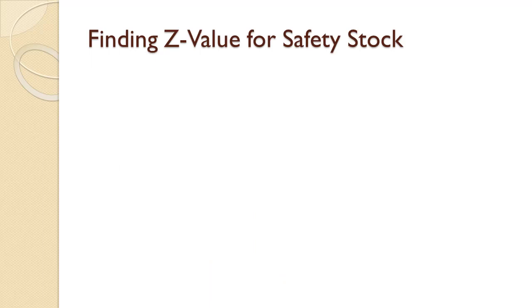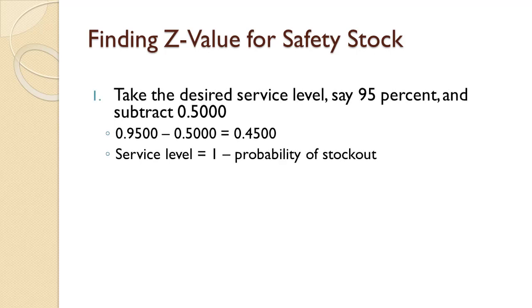The steps for finding a Z-value to use for safety stock are very similar. For those of you who recall your statistics, the only real difference is we are using a one-tailed Z-value rather than a two-tailed Z-value. 1. Take the desired service level and subtract 0.5000. So if your desired service level was 95%, then 0.9500 minus 0.5000 equals 0.4500. Note that if you were given the probability of a stockout rather than the service level, you find the service level as 1 minus the probability of a stockout.